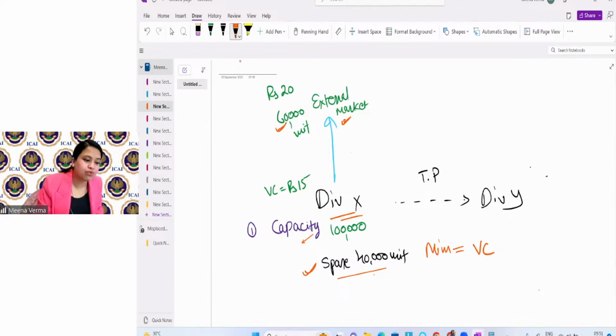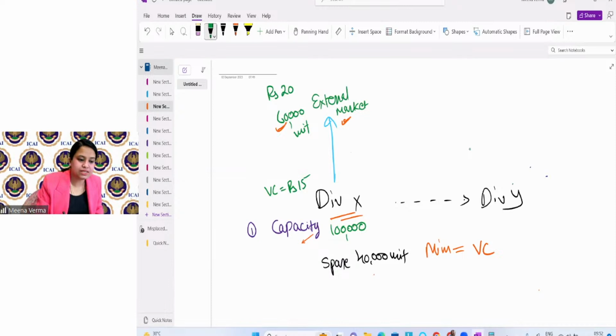So after that, what will happen? They will recover the variable cost. This is their minimum expectation. They want to recover the variable cost here. Okay. After this, what will happen? You will see division Y.